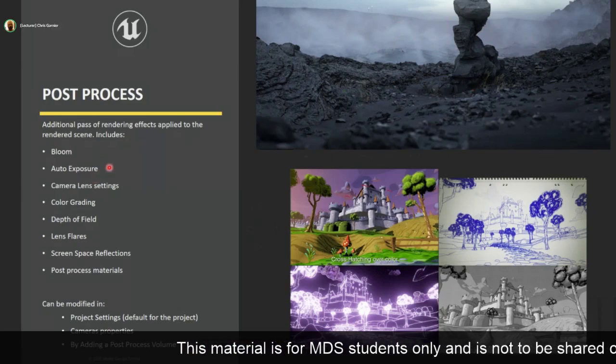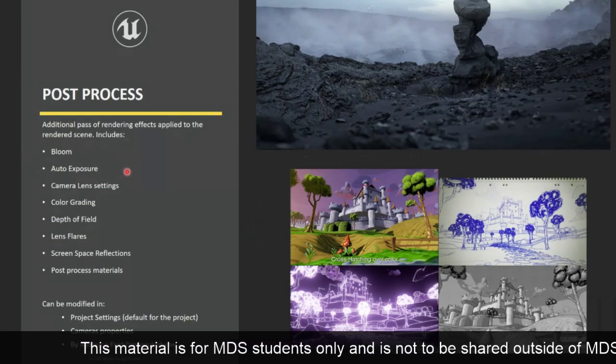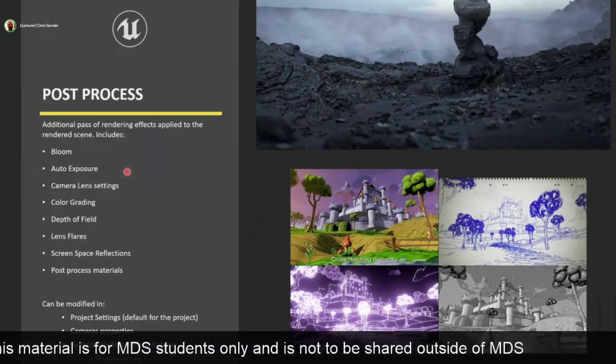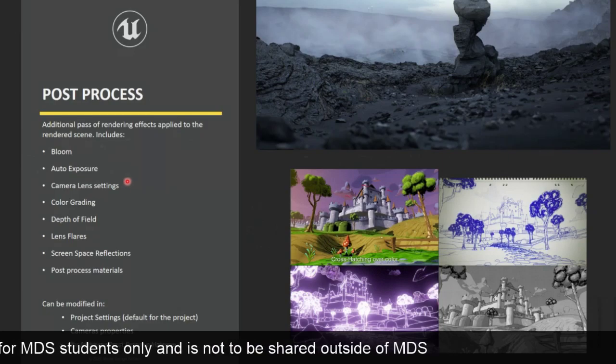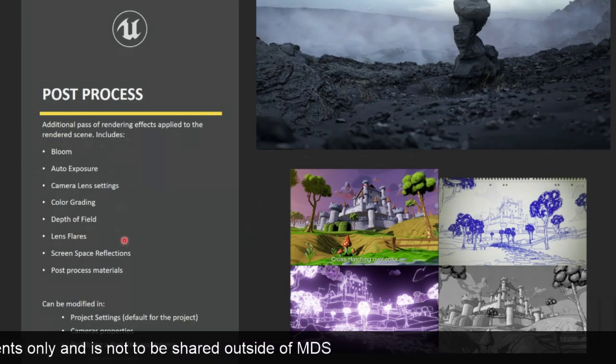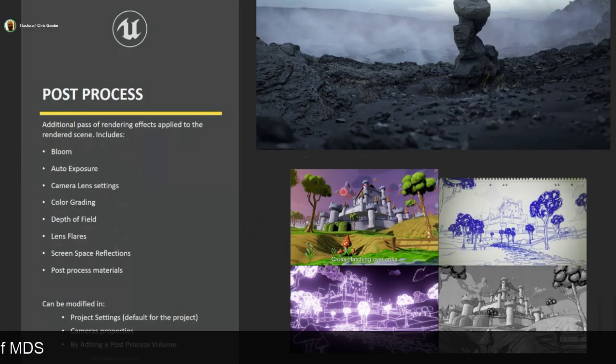What else is there? Auto exposure is the one I've shown you around the beginning of this lecture, so that the brightness adaptation is quicker. And there's also stuff like lens flare or reflections and stuff like that.